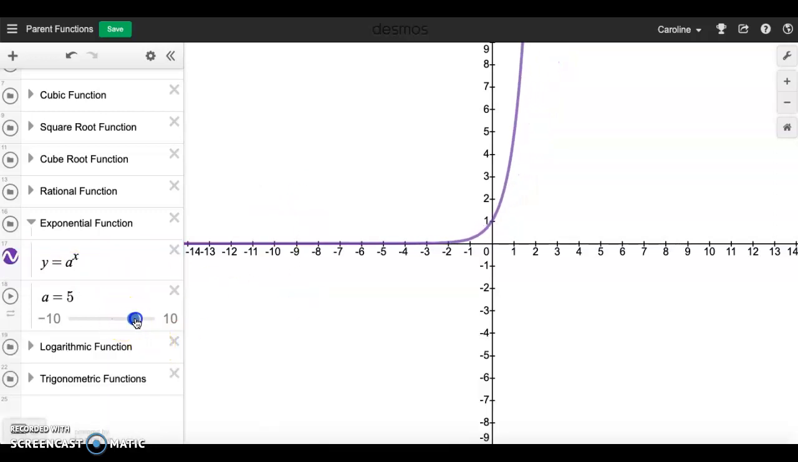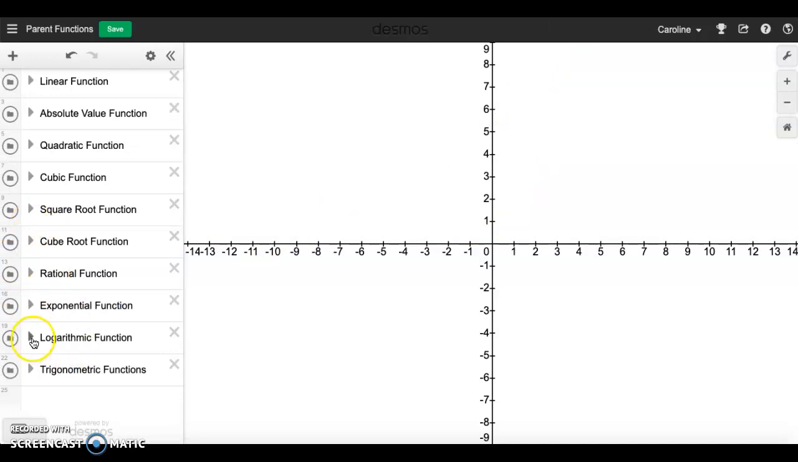And you'll notice, as I change the growth factor, my exponential function changes. If I make it negative, it does something funky. But just assuming that it stays positive, we know that it's going to approach 0 on one end, and it's going to go up to infinity on the other end. This is my exponential function.